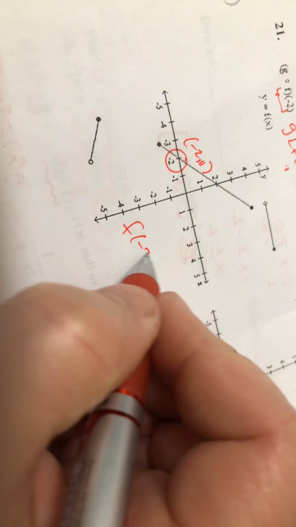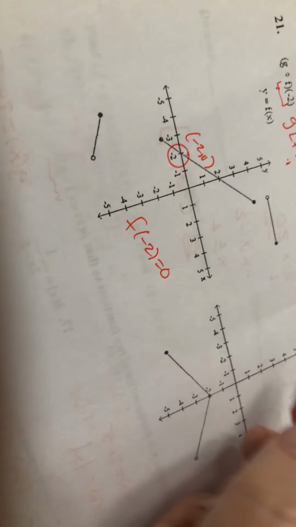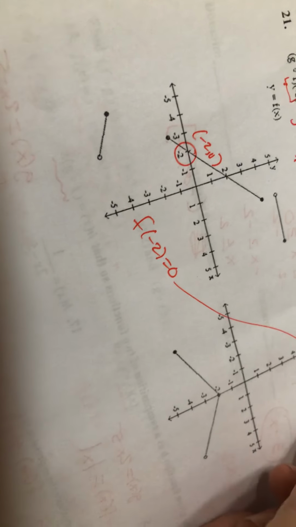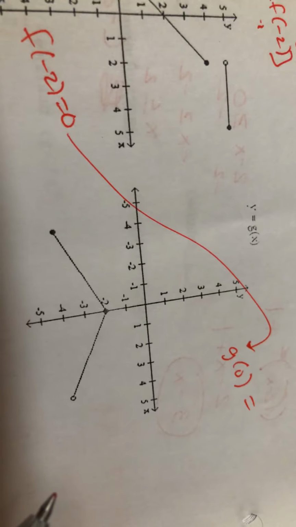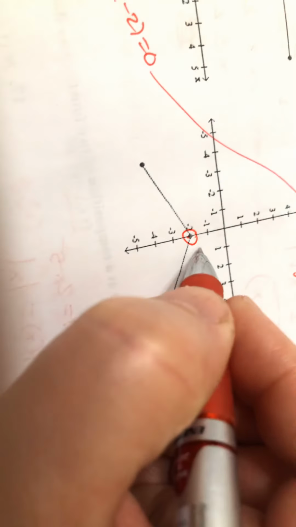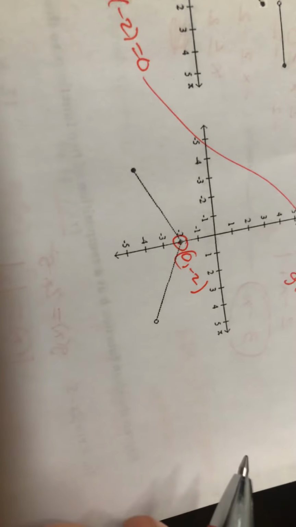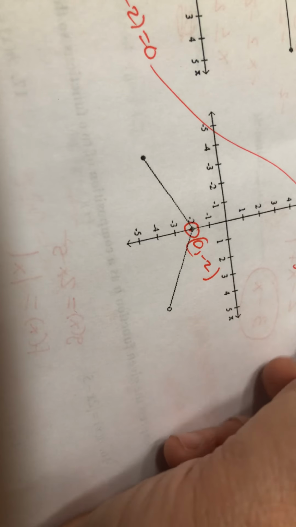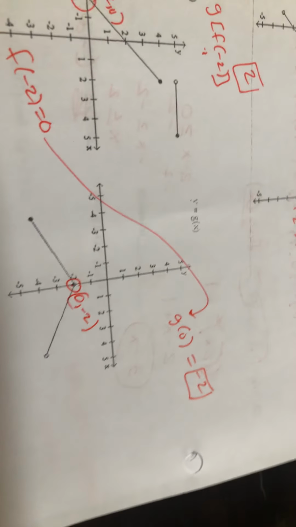So f of negative 2 is 0. So now we go and we find g of 0. So right here is the point 0, negative 2. So g of 0 is negative 2. And we're done for the day.